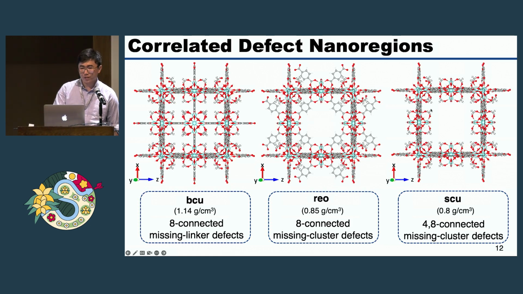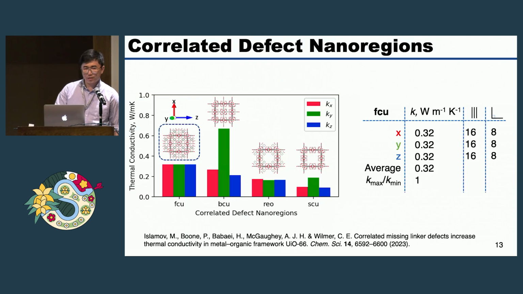So we generated these structures using MOFan. Otherwise, it would have been very difficult to do it manually. And we had to do some tricks with MOFan, because MOFan randomly selects linkers and randomly deletes them. Then we went and calculated thermal conductivities for those three defective structures with correlated defects.